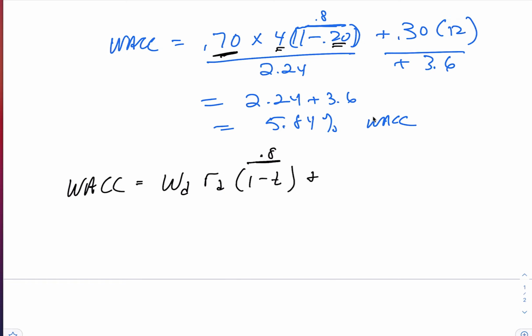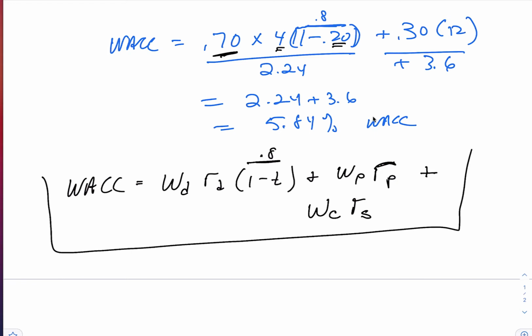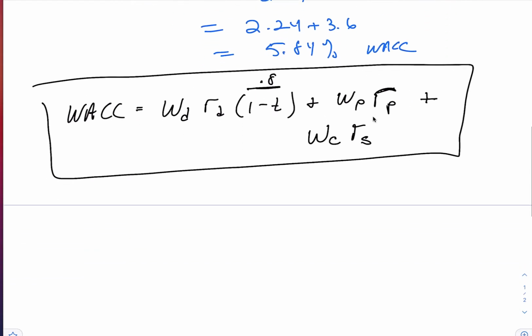And then we have preferred stock, and that's going to be the weight that we have on preferred stock multiplied by the rate on preferred stock, the dividend yield on preferred stock. And that's pretty straightforward, but I'll show you a little later on how to calculate that. And then we have the weight on common stock times the return on common stock. And so that is the formula for this whole chapter. It's this guy right here. So what we need to do is go through each one of these components and talk about them.